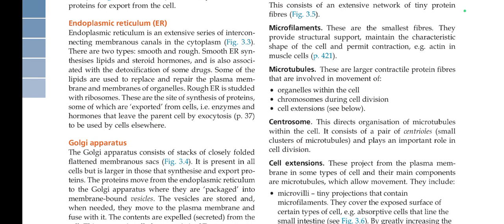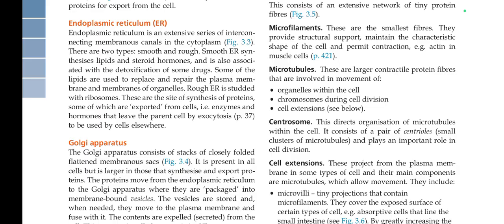And now let's discuss the endoplasmic reticulum. Endoplasmic reticulum is an extensive series of interconnecting membranous canals in the cytoplasm. There are two types, smooth and rough. Smooth ER synthesizes lipids and steroid hormones and is also associated with the detoxification of some drugs. Some of the lipids are used to replace and repair the plasma membrane and the membranes of the organelles.